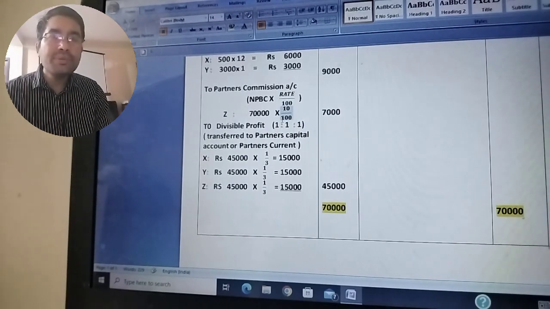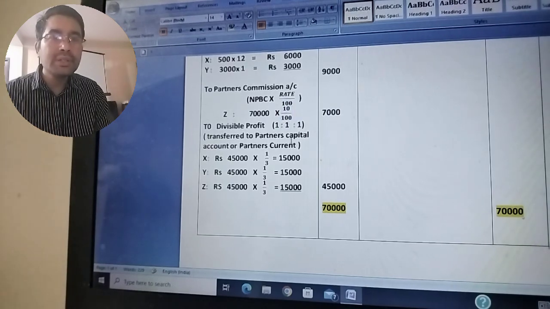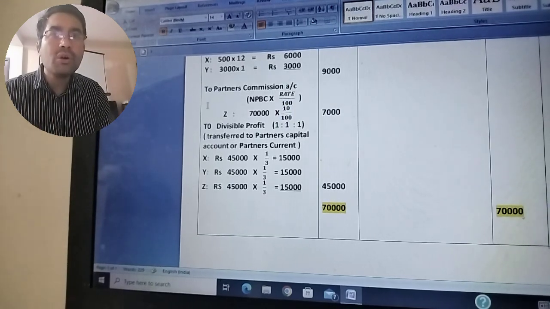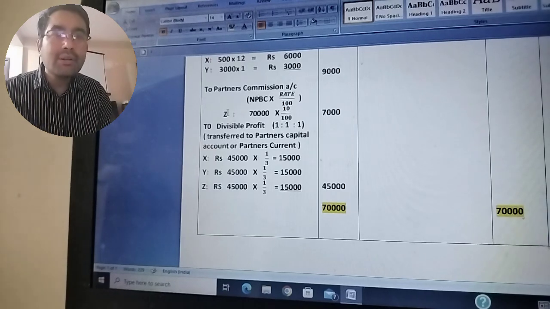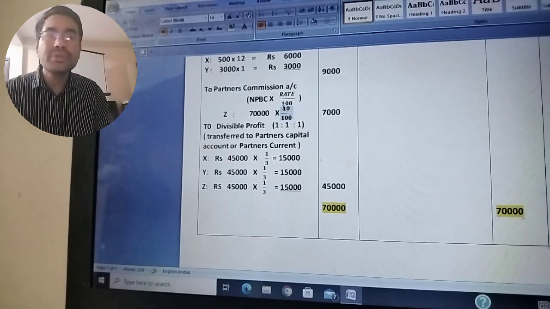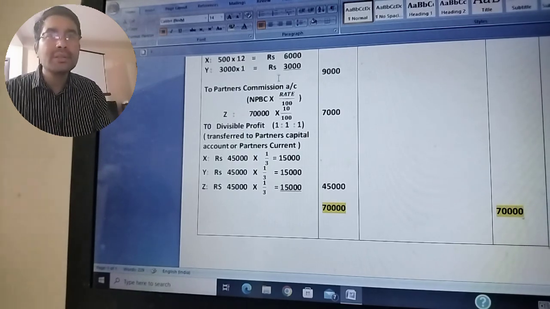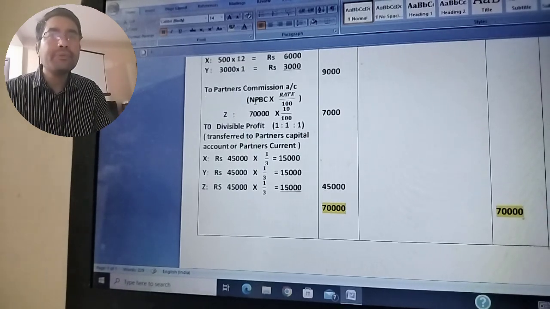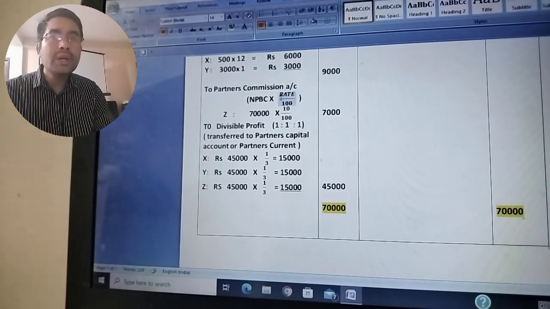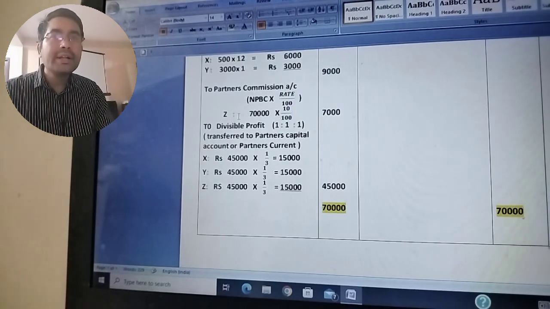See, commission may be charged on net profit, divisible profit, or turnover, but here it is based on net profit, that is, net profit before charging such commission. The formula for calculating commission on net profit before charging such commission is net profit before commission into rate divided by 100.